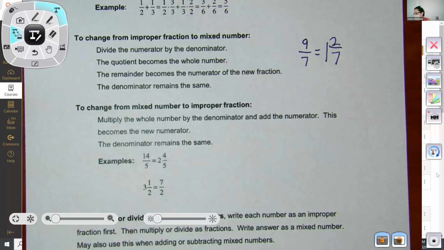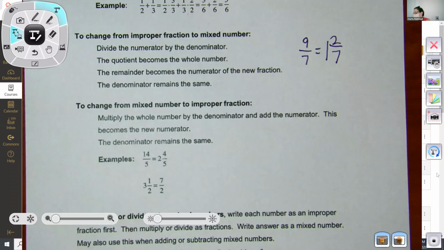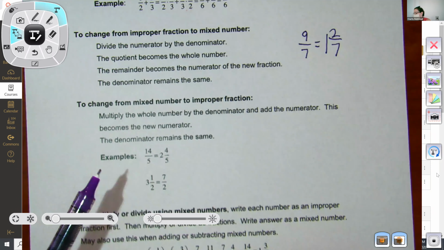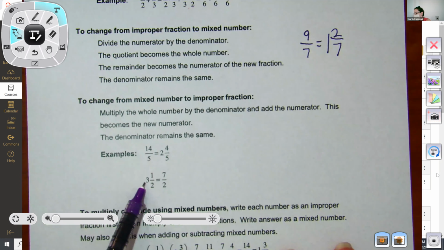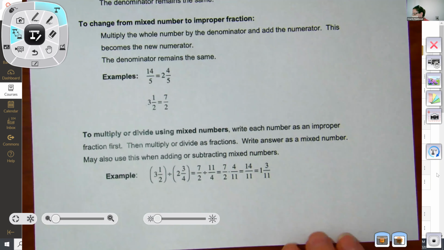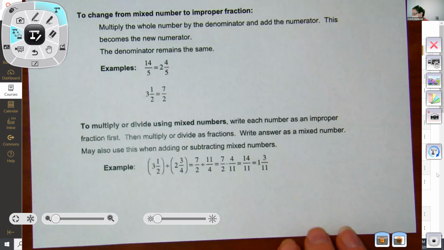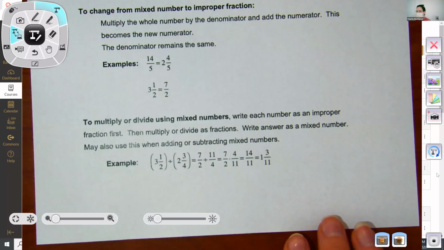If you want to change from a mixed number to an improper fraction, you multiply. So 2 times 3 is 6. 6 plus 1 is 7. And then it's 7 over 2. All right. So if you want to multiply or divide mixed numbers, you would just change them into improper fractions first and then go from there.